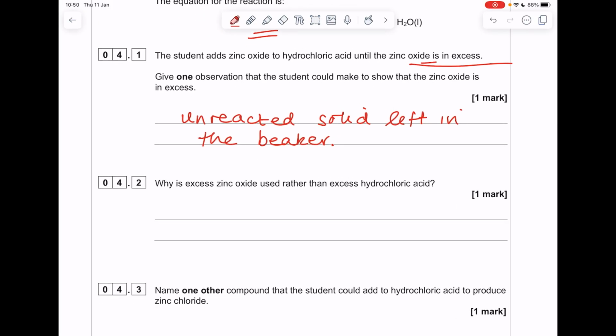Why is excess zinc oxide used rather than excess hydrochloric acid? Mainly because that unreacted solid can easily be filtered off. It's far harder to remove excess HCl. So excess zinc oxide can be filtered off, unlike excess HCl.